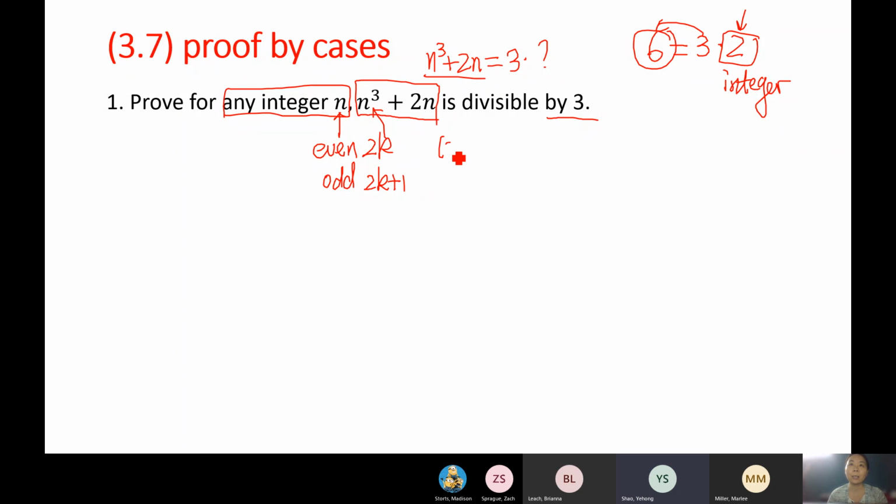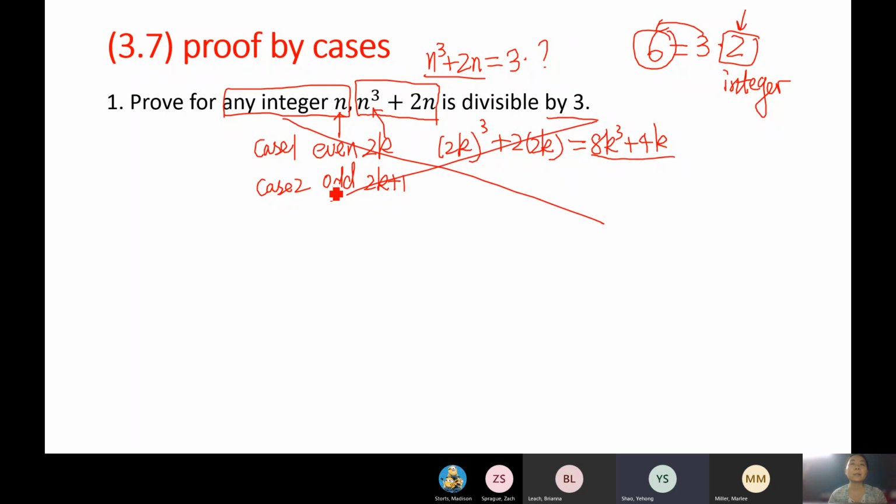But after you plug 2k in here, you're still not going to be able to factor out a 3. So we can do a quick check here. I'm going to replace n with 2k for both n, and 2k cubed is 8k cubed plus 4k. You will be able to factor out a 2 or 4. You won't be able to factor out a 3. So that tells us that if I only do 2 cases, even or odd, it's not going to work. So that's when I started thinking maybe I should do 3 cases.